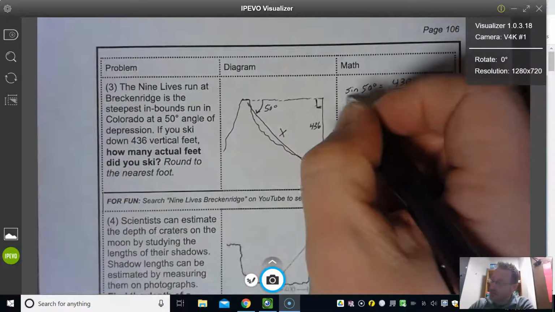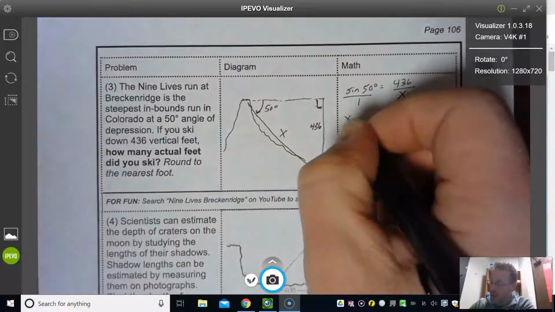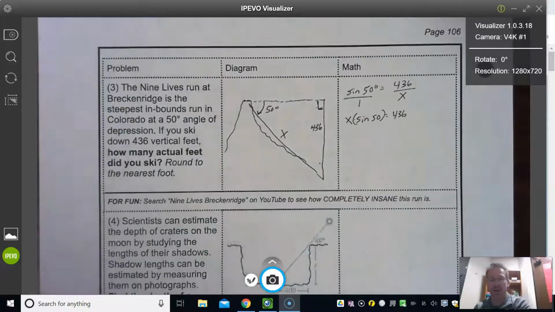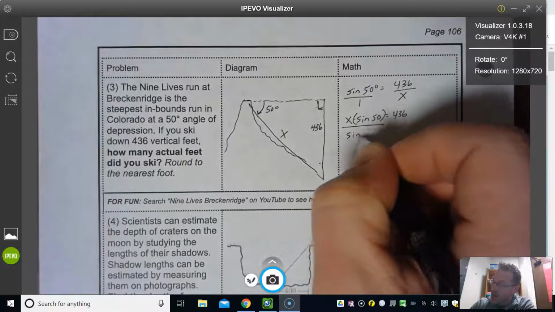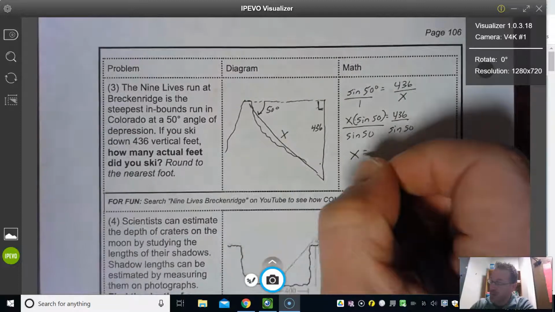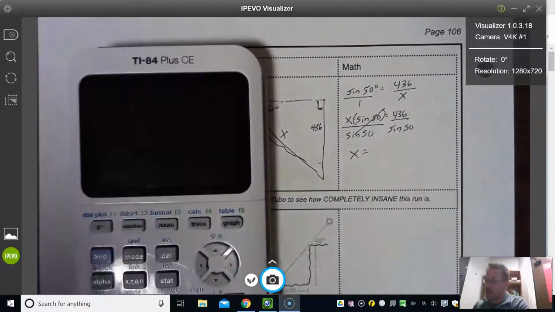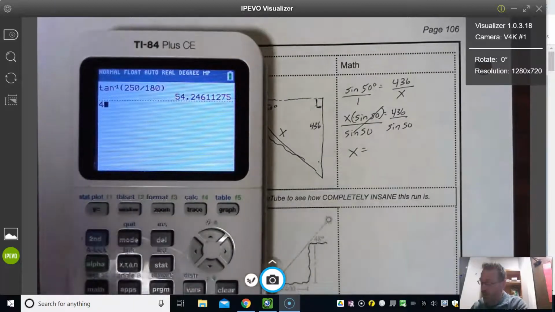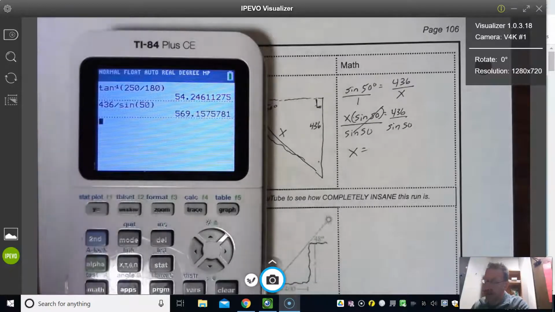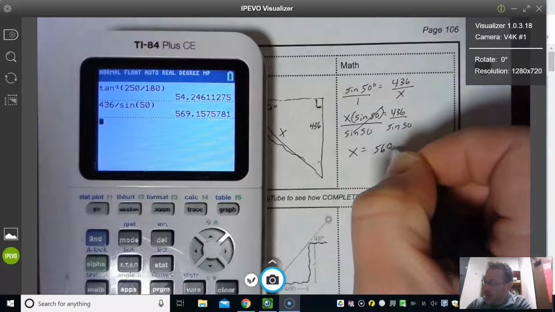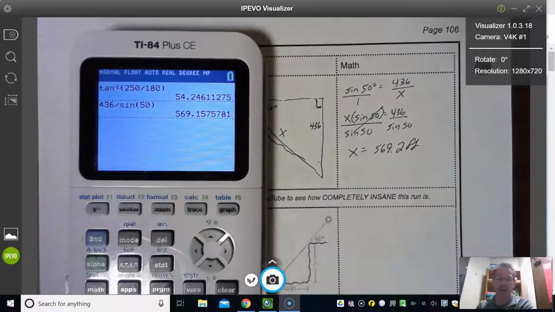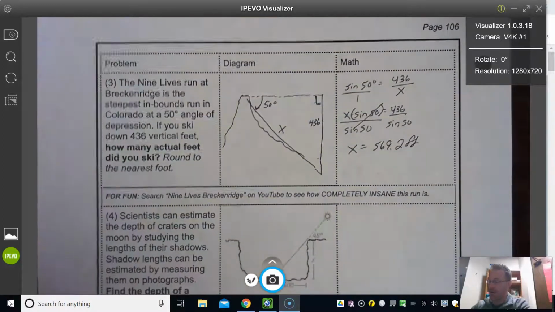Right, and then once again, make this a proportion. If I cross multiply, I get x times sine of 50 equals 436, right? So I'm going to divide by that, because remember, sine of 50 is just some number. And we're going to keep that as the exact answer, so that I get a more exact answer at the end, because I'm just going to divide by that number. So 436 divided by sine of 50. And that tells me that I skied 569.2 feet. All right, so that was how far I skied coming down the mountain with that angle of depression being at 50 degrees.